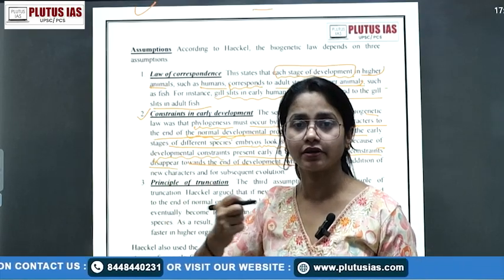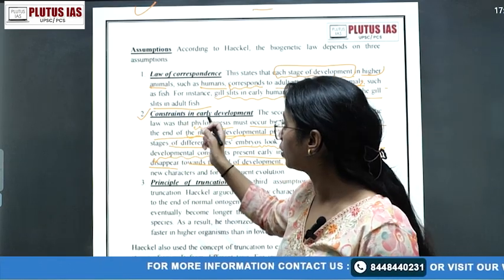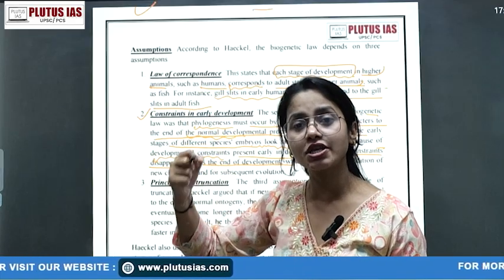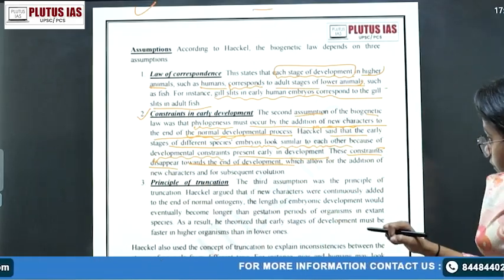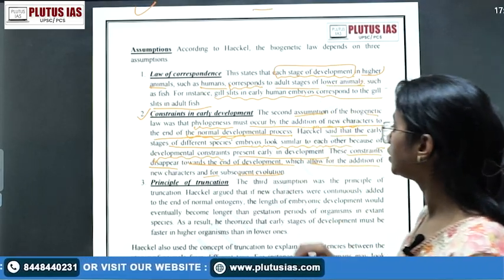If we talk about the chordates, the changes occurred in this way, to form the new species. So to form the new species, there are constraints in the early development, because changes are added in the later stage of the development. Got it? Okay, which allows the addition of new characters and subsequent evolution.